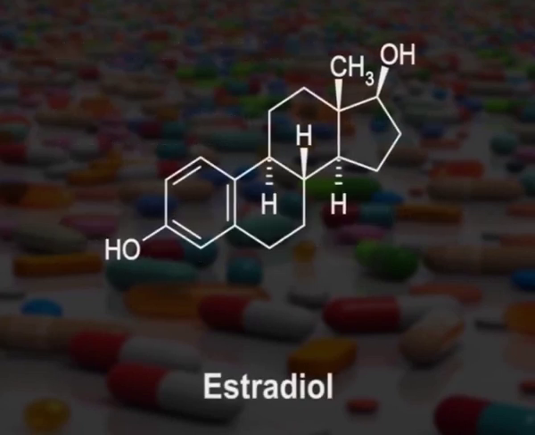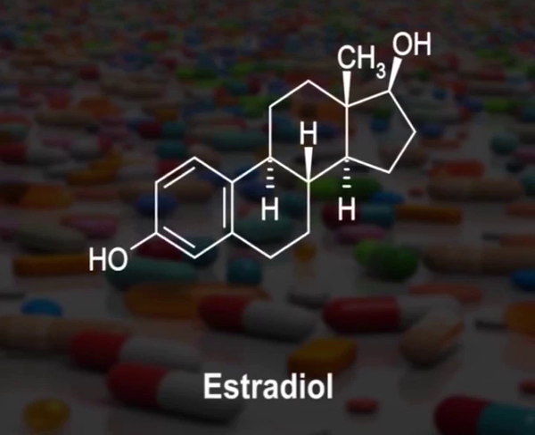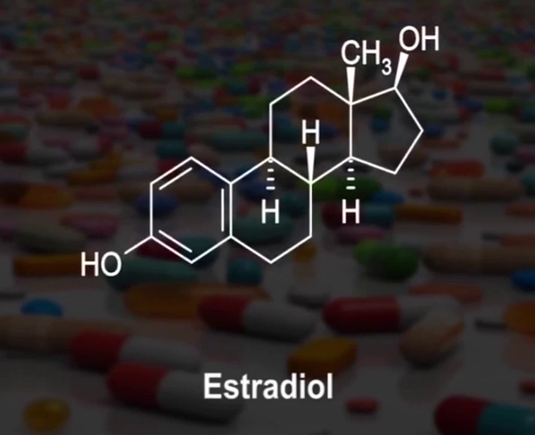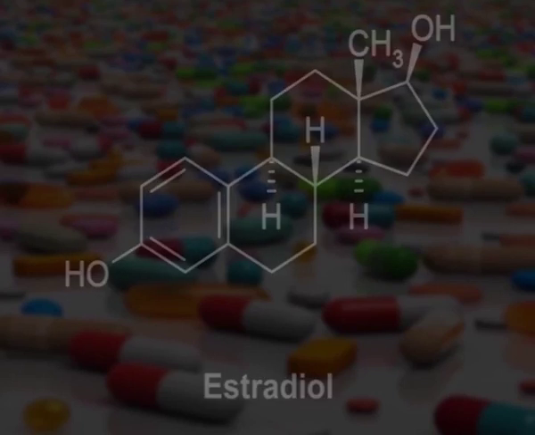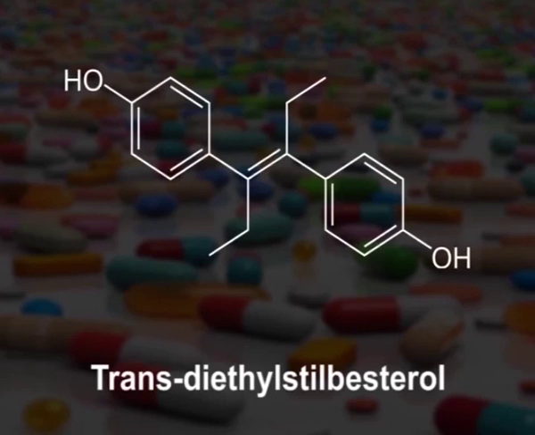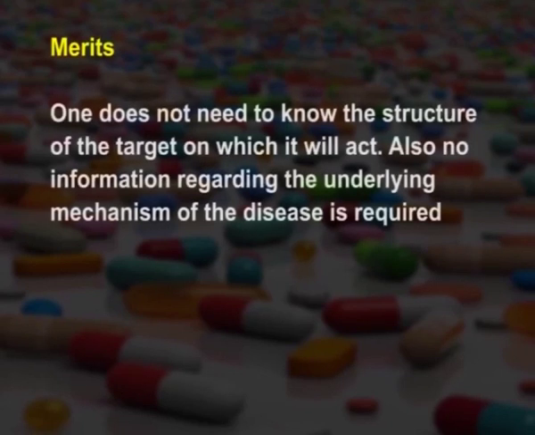For example, extensive study on the estrogenic activity of estradiol by drug design through disjunction ultimately resulted in the crowning success of synthesis and evaluation of trans-diethylstilbestrol. Now, merits of this method: one does not need to know the structure of the target on which it will act. Also, no information regarding the underlying mechanism of the disease is required.